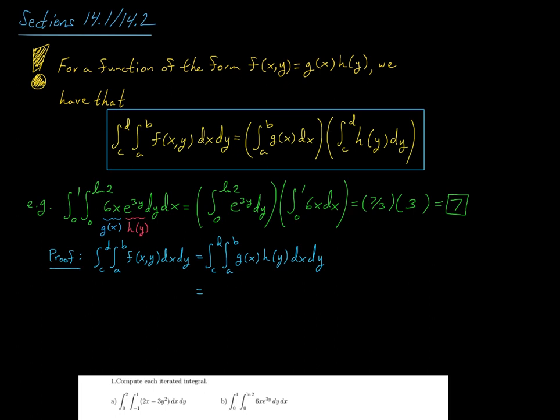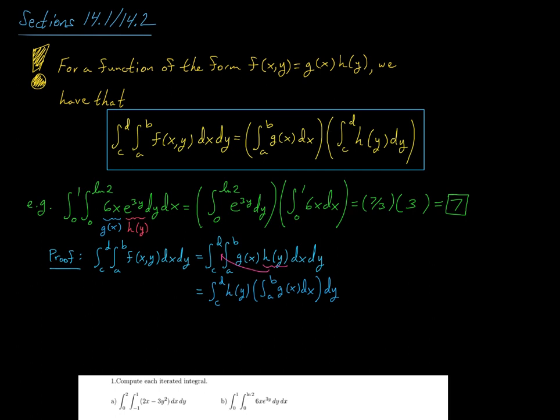All right, so now why is this result true? Let's go ahead and prove it down here. So the first thing to note is that for the x integral, h of y is held as a constant. And so it can come out in front of the x integral. And so that's going to give us the integral from c to d of h of y, and then that h of y is multiplying the integral from a to b of g of x dx. And then we have our dy.